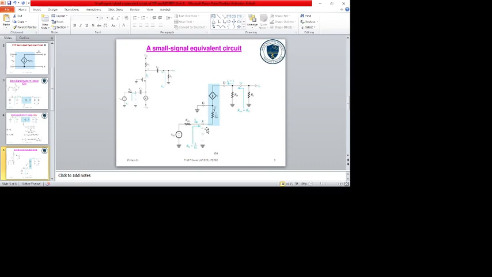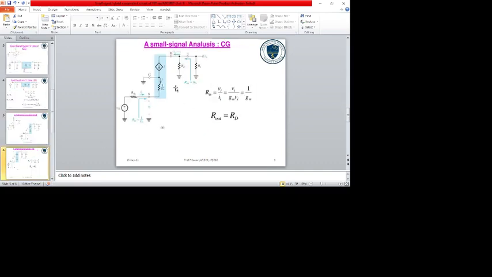At this source point, we can find the input resistance. So that is the reciprocal of the transconductance. And at the same time, from the drain to source, we can find the direction of drain current ID. In our analysis of the common gate configuration, we have to find the expression for input resistance, output resistance and gain factor.